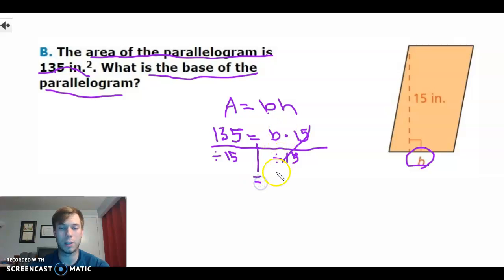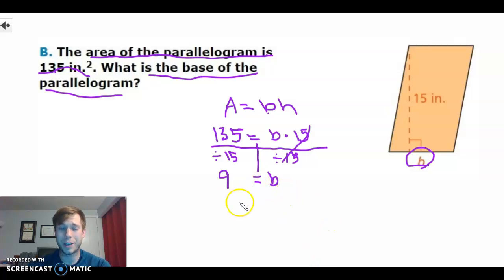Well, we can bring down our equal sign. We can bring down our b. And then in our calculators, we can enter 135 divided by 15, and we get 9. But is 9 our final answer here? If you said no, you would actually be correct.